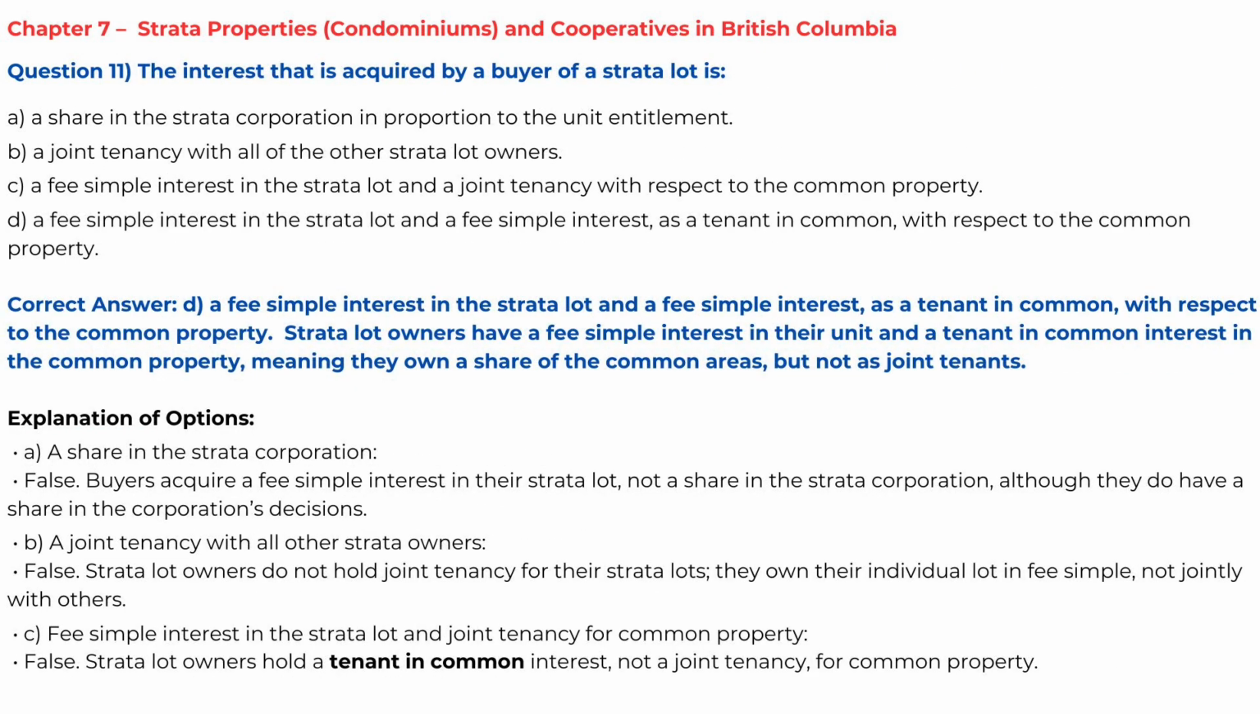Question 11. The interest that is acquired by a buyer of a strata lot is, correct answer, D. A fee simple interest in the strata lot and a fee simple interest as a tenant in common with respect to the common property. Strata lot owners have a fee simple interest in their unit and a tenant in common interest in the common property, meaning they own a share of the common areas, but not as joint tenants.